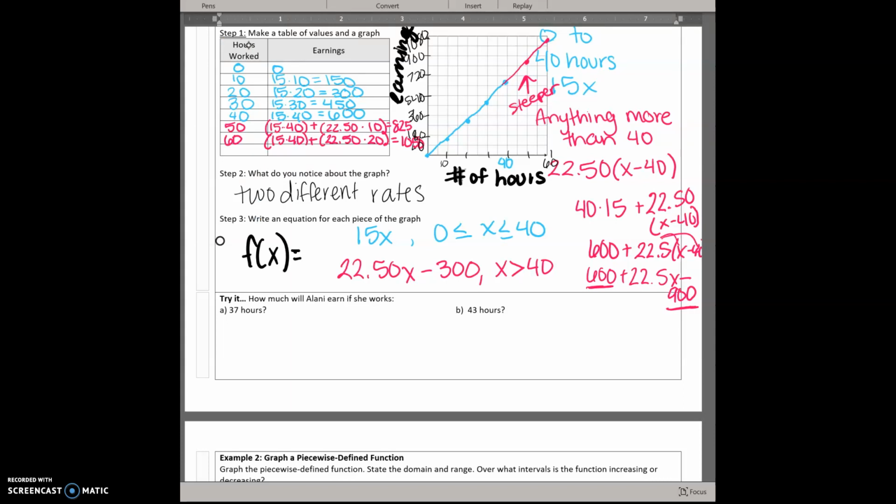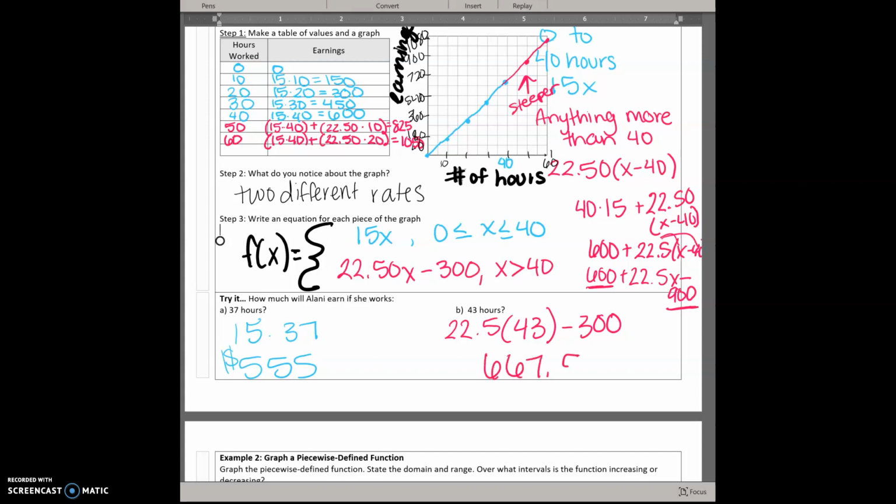We would write f of x equals, and then in parentheses, our function. And then this would just be like, okay, if she works 37 hours, which one would we use? Well, it's less than 40. So we would just do 15 times 37. And that is 555. And then this one, she's working more than 40, so we would do 2250 times 43 minus 300. And that would give us $667.50.